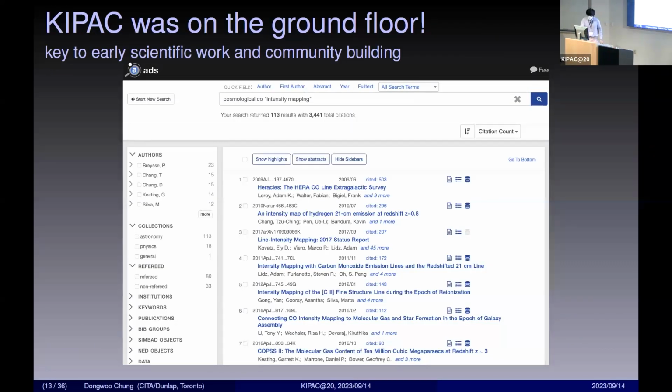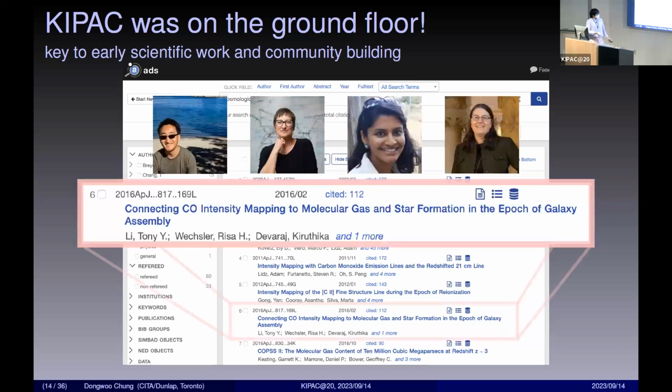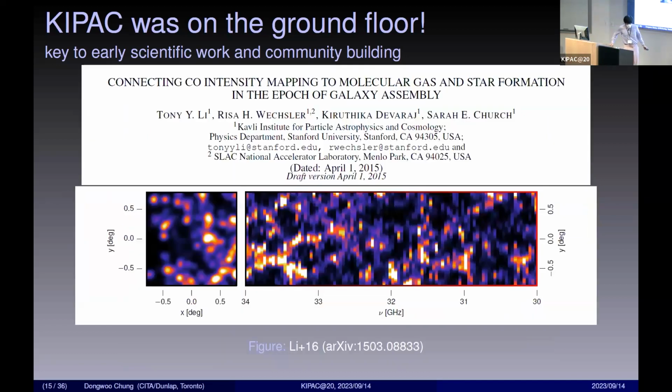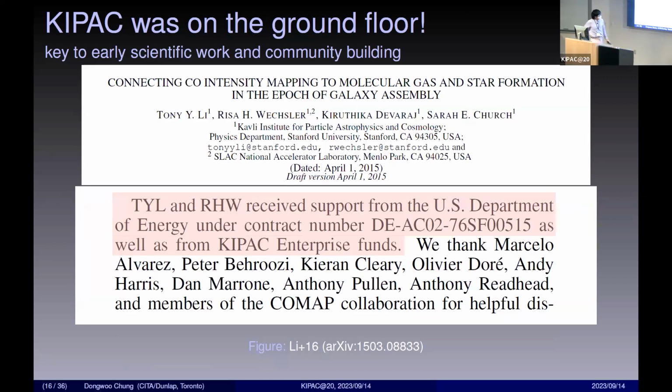I'd say KIPAC was actually pretty instrumental to the growth of this particular subfield. If you go look for cosmological CO intensity mapping in NASA ADS, number 6 by citation count is this paper written entirely by KIPAC people, looking at applying then state-of-the-art galaxy halo connection models to forecast for COMAP. And so this would not have been possible without support from KIPAC, in particular KIPAC seed funding.